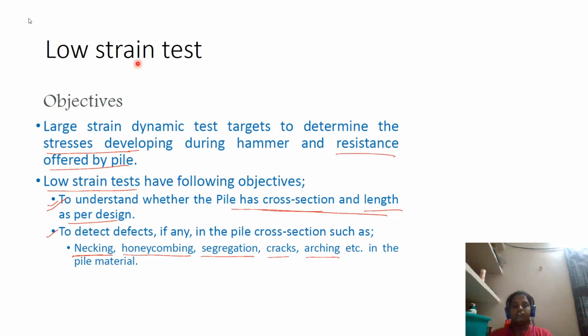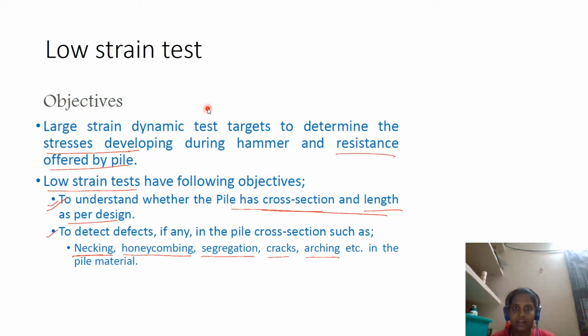Okay. So in our large strain test, we'll be able to determine the ultimate load carrying capacity of the pile, and the stresses that are developed in the pile when the pile penetrates the soil, all such things. Whereas in a low strain test, we are ensuring whether the pile has formed without any defects. Because it is formed below the ground, we are not able to visually see it if it is a bored pile. Whereas in a driven pile, of course we'll be able to see the pile.